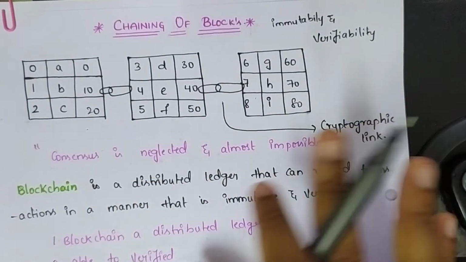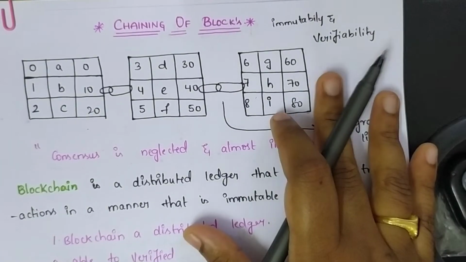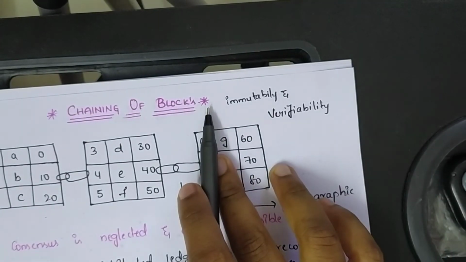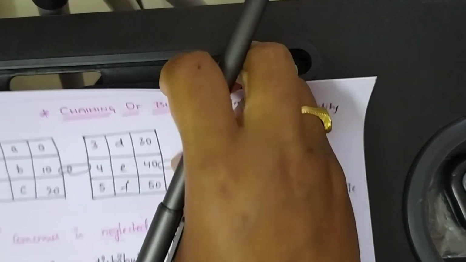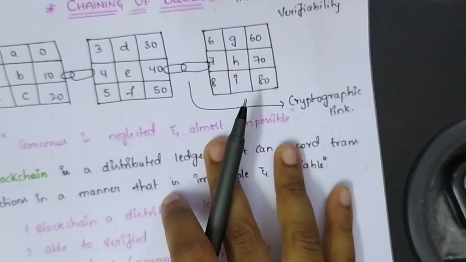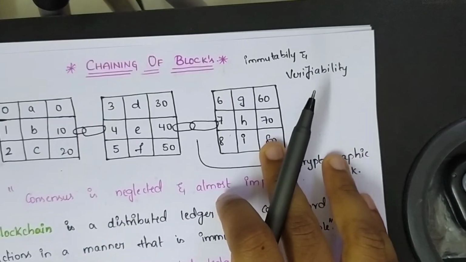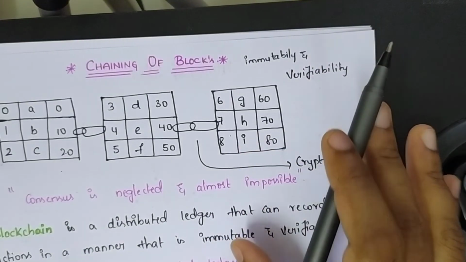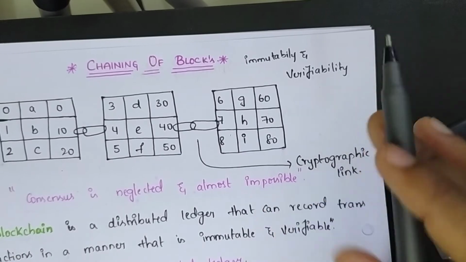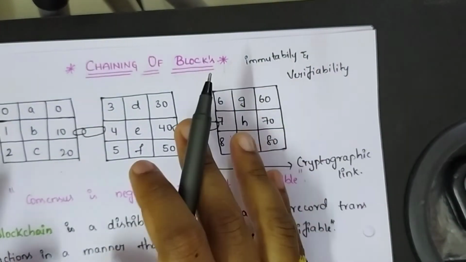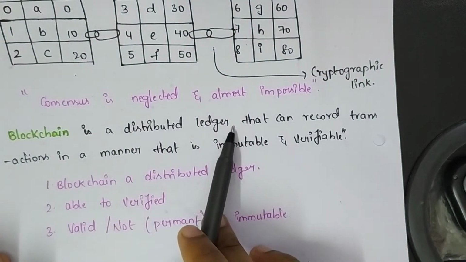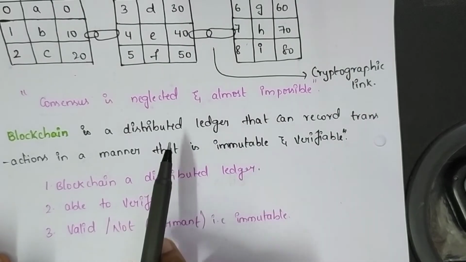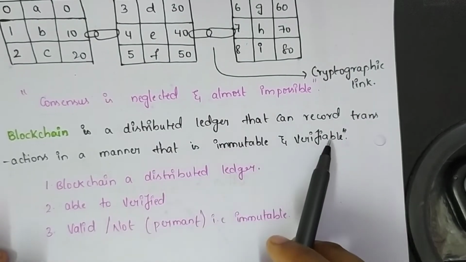So consensus is almost impossible, which is why we say that blockchain has to be ensured with immutability and verifiability. This is the use of the cryptographic link, which ensures that every single transaction in the blockchain is both verifiable and permanent. That needs to be immutable. So we can also define a blockchain as a decentralized ledger. A blockchain is a decentralized ledger that can record transactions in a manner that is immutable and verifiable.